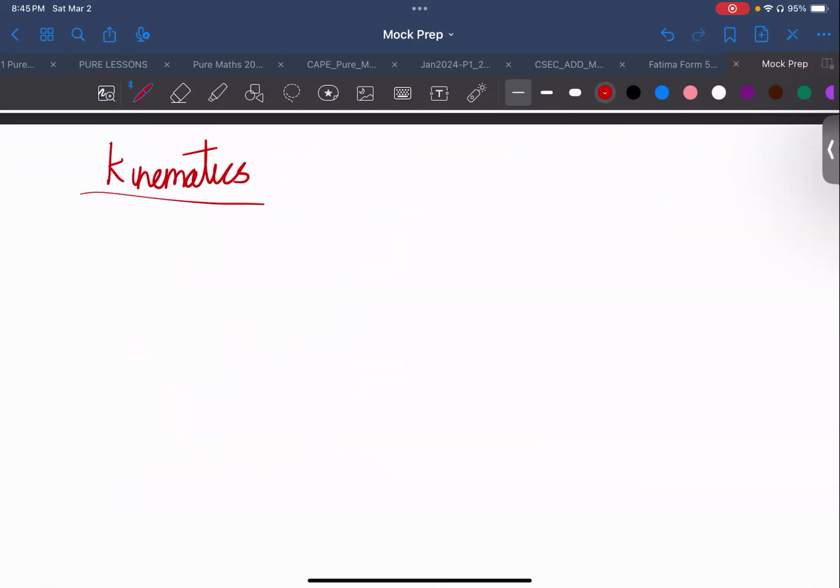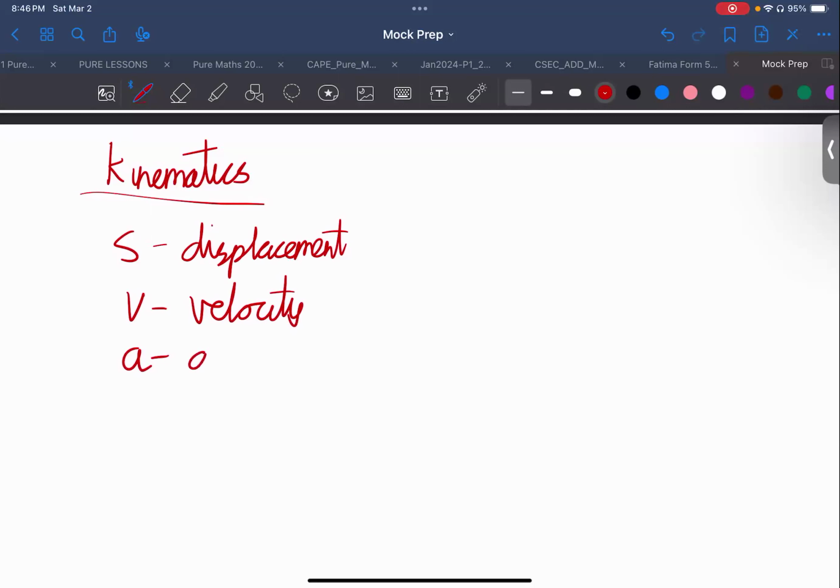So we have S is displacement, V is velocity, A is acceleration, and T is time.